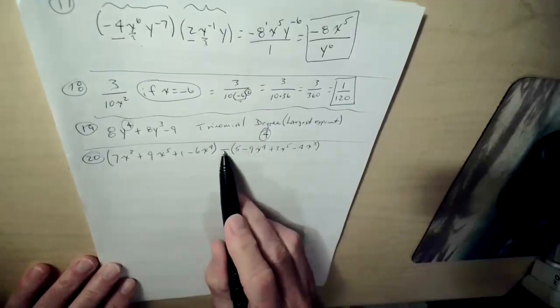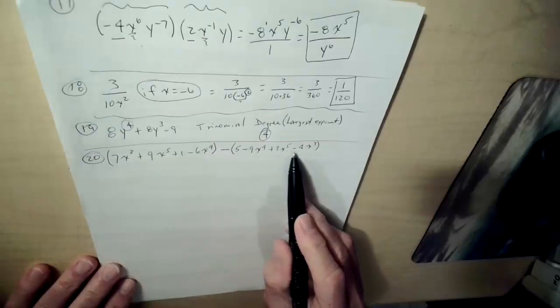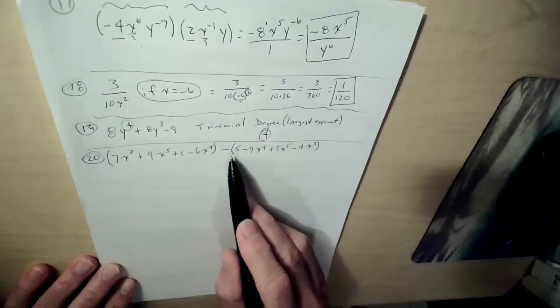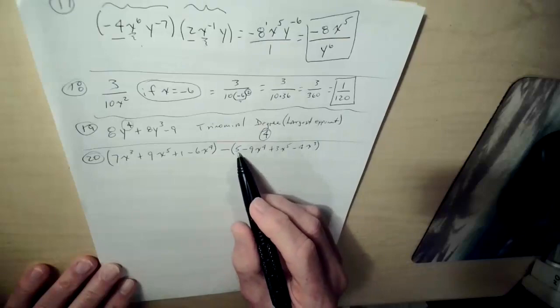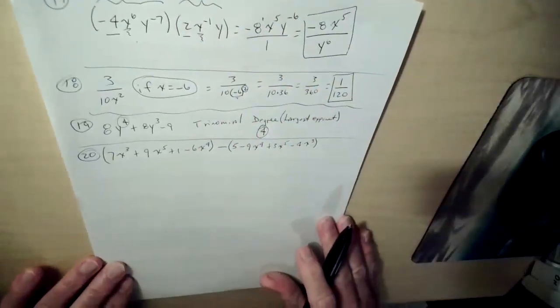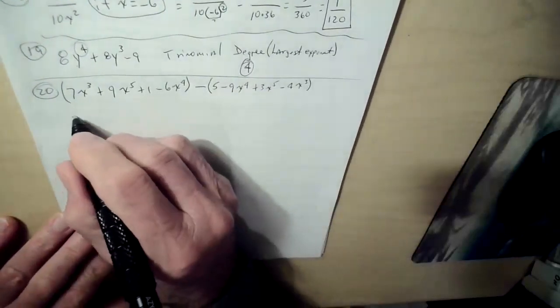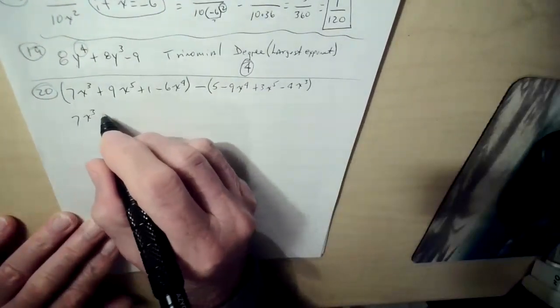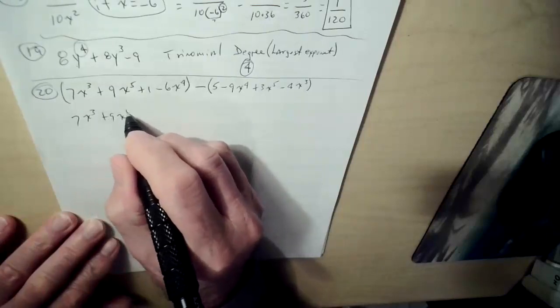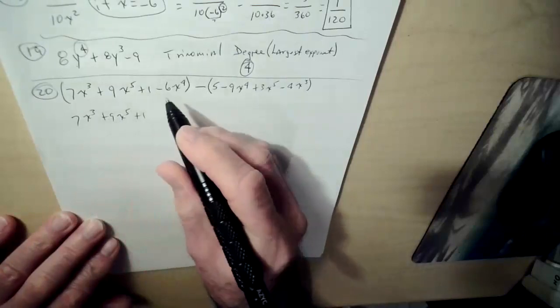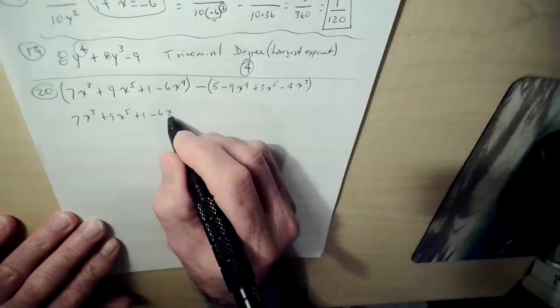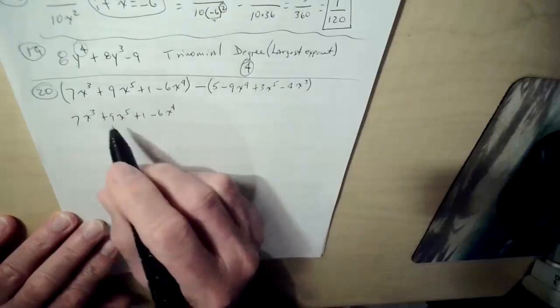The first thing we do is we're going to distribute this negative. This is actually -1 times everything in here. Now, all that does, it doesn't change any of the numbers. It just changes the signs of the numbers. So we have 7x cubed plus 9x to the 5th plus 1 minus 6x to the 4th.